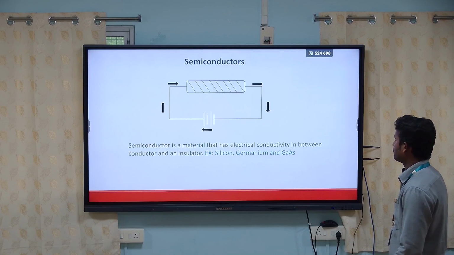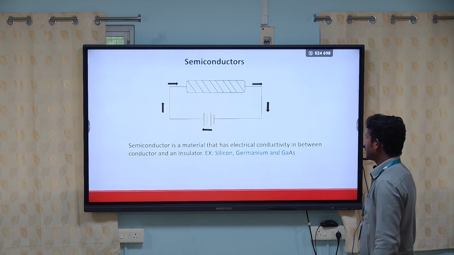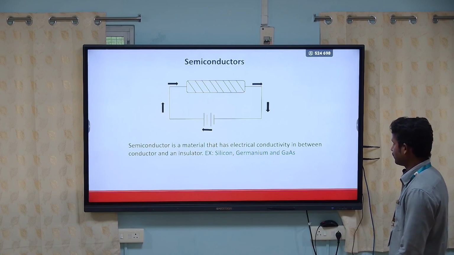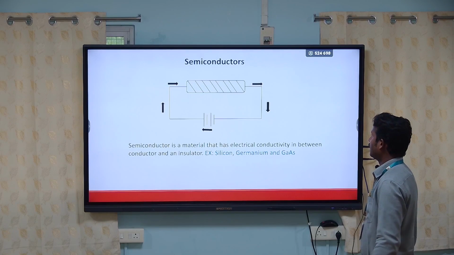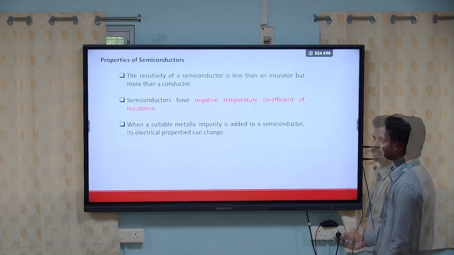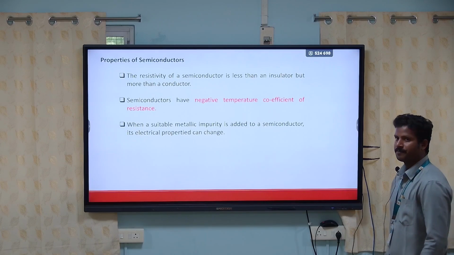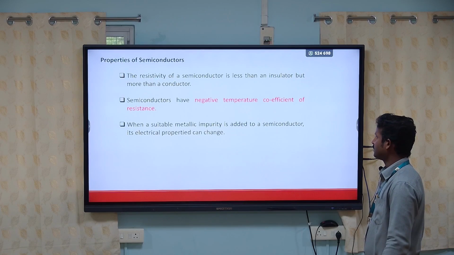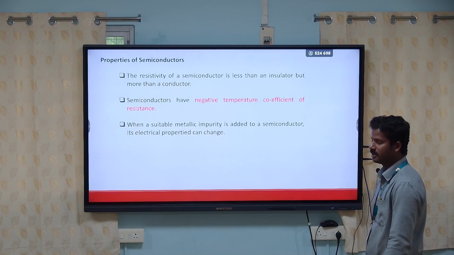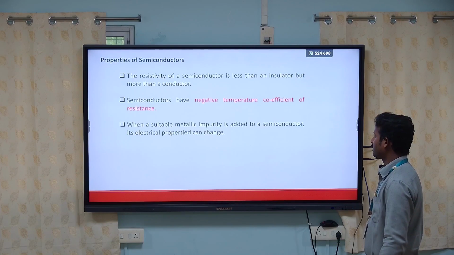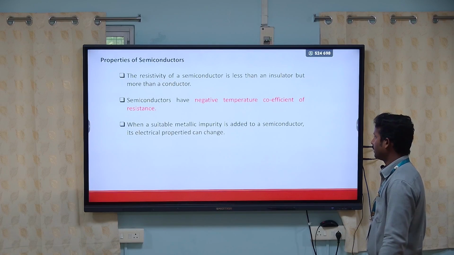On the other hand, we have a semiconductor. A semiconductor is a substance whose conductivity is in between conductor and insulator. The examples for semiconductors are silicon, germanium and gallium arsenide. These are some properties of semiconductor. The resistivity of a semiconductor is less than an insulator but more than a conductor. The semiconductor has a negative temperature coefficient of resistance. That means when you increase the temperature of the semiconductor, its resistivity decreases.